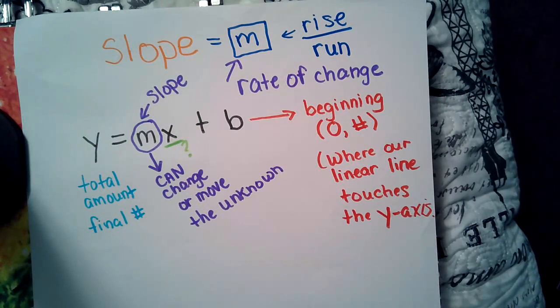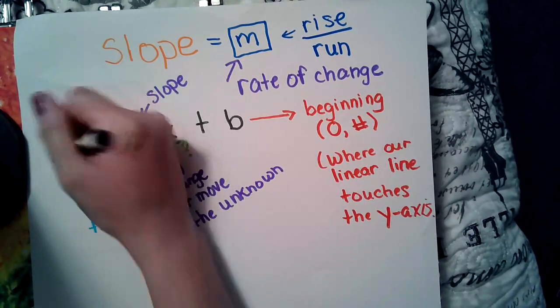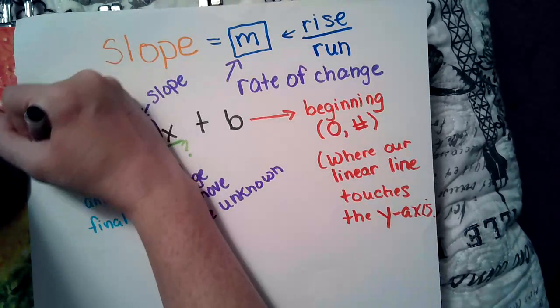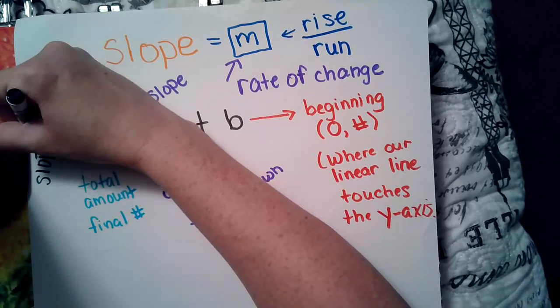All right, guys. So we are talking about slope, and we have a lot of things going on with slope. I've gone ahead and written some things out for you. So, slope is a part of this really big linear equation right here, okay? And we call this linear equation slope intercept form.